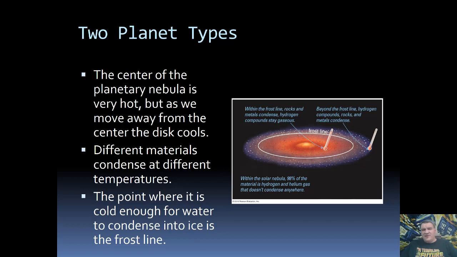Now, something else we need to remember is the temperatures throughout the disk. So remember, the center of the disk is very, very hot, and as we go from the center out towards the edge, it cools off. Well, because we have this difference in temperature, this means that different materials are going to be able to condense. What we mean by condense is go into a solid state, actually begin forming solid particles.